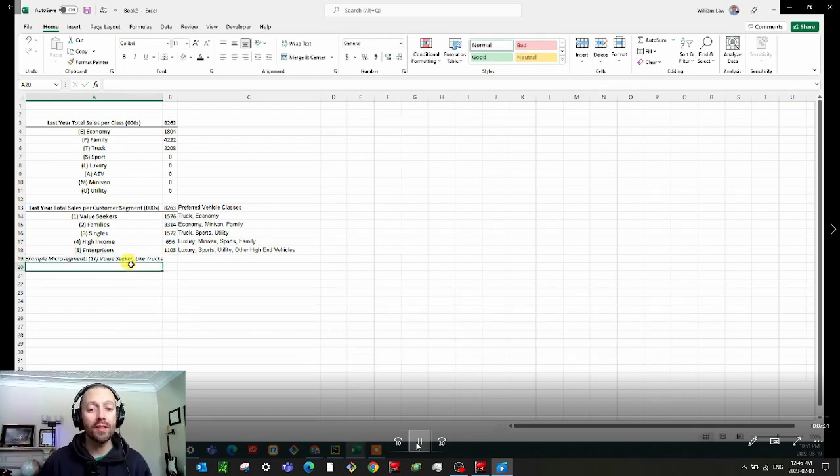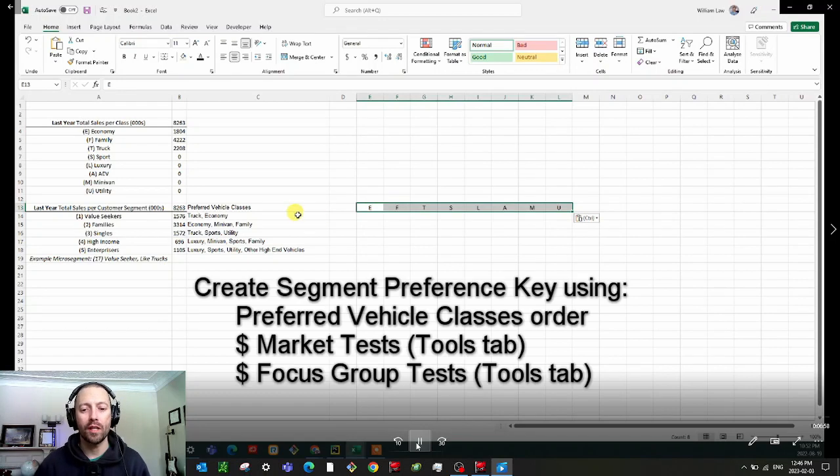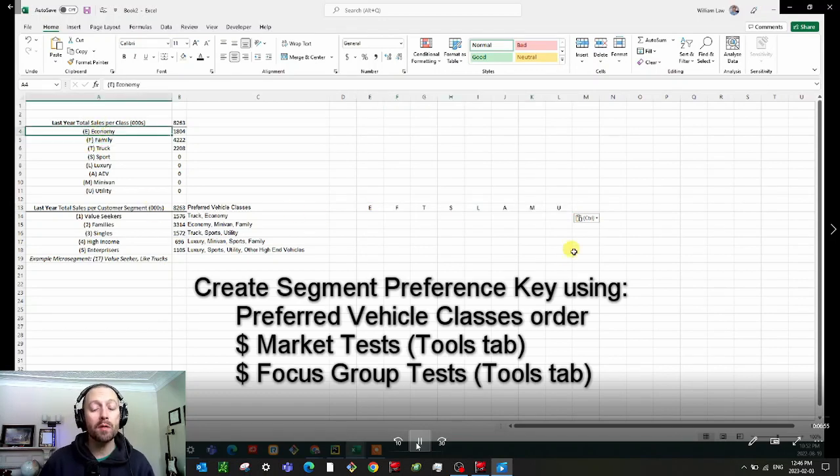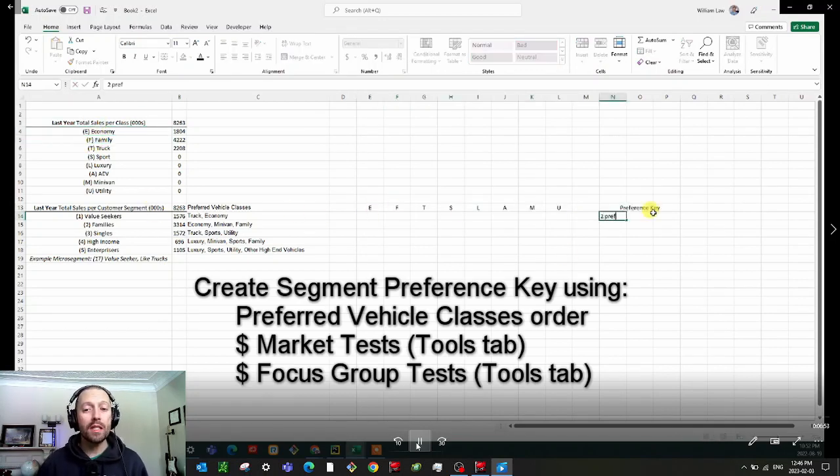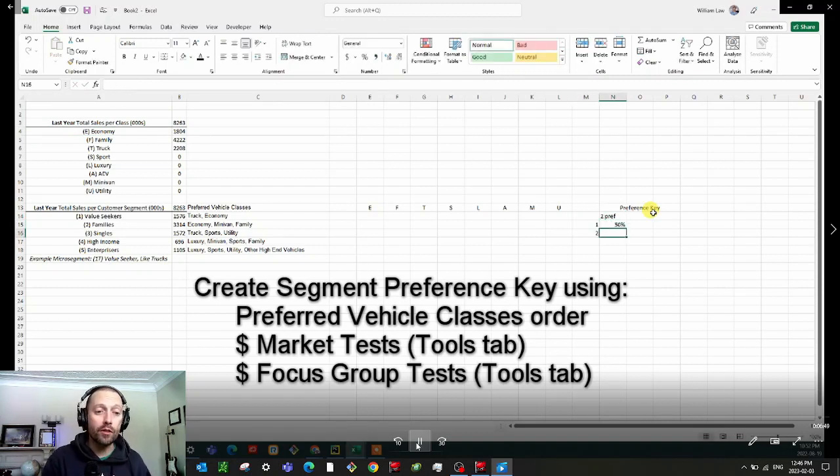The class plus the customer segment is the microsegment. Then we create the segment preference key. This key is basically saying how much of the, say, value seekers like trucks. So it's the percentage of people that are in that customer segment that like that class of vehicle.